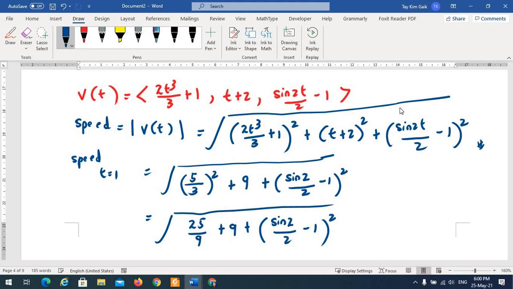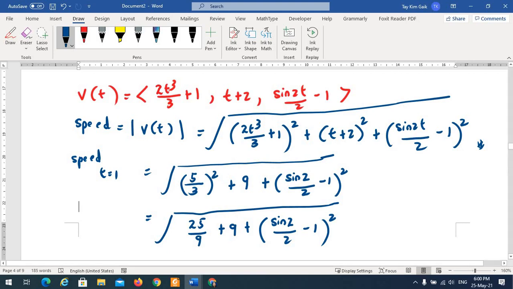So that's what we want. The question 1 is asked when t equal to 1. So you plug in t equal to 1. This 2/3 plus 1, squared. So 2/3 plus 1 is 5/3, squared is 25/9. t is 1, 1 plus 2 is 3, 3 squared is 9. t is 1, so sin 2 over 2 minus 1, squared. Or you can use a calculator to evaluate it and get one floating point number.